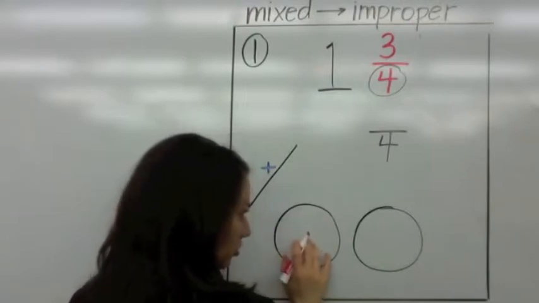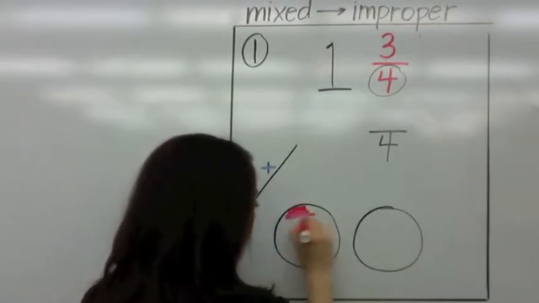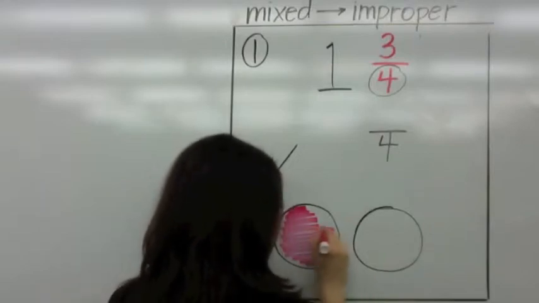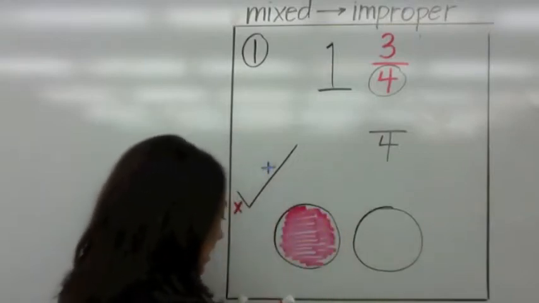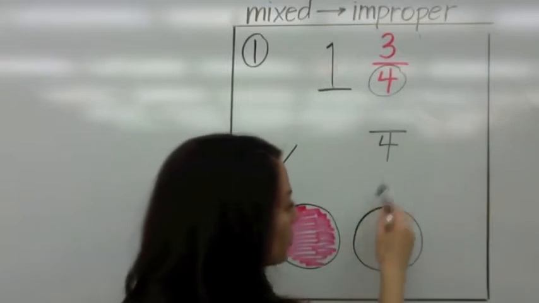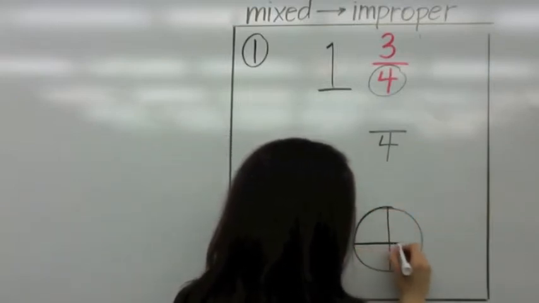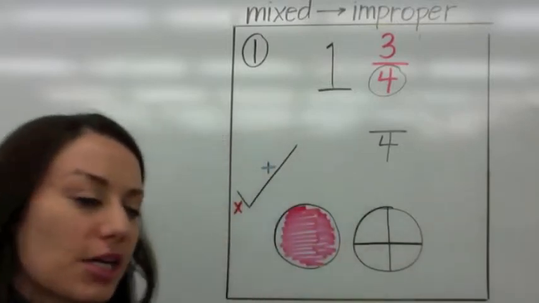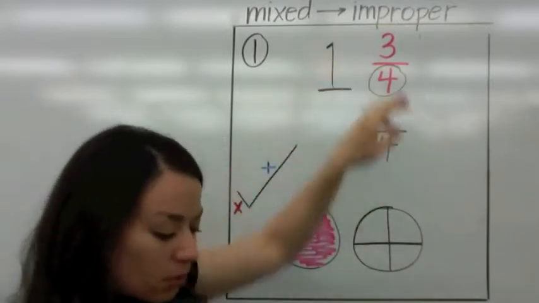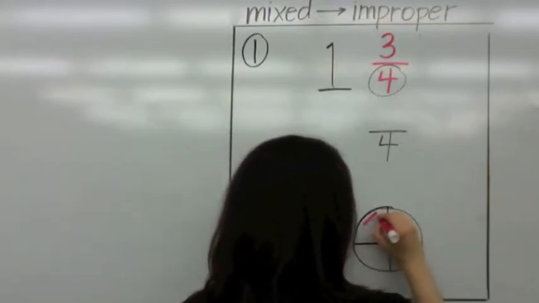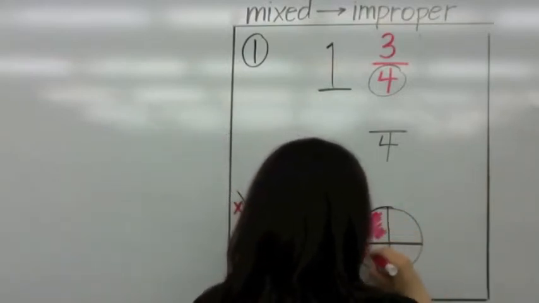So this says 1 whole. Let's draw it. 1 whole. I'm going to take this circle and color all of it in, or shade all of it in, which makes 1. And then I'm working in fourths. I need to show 3/4. So first I cut it in 4. And how many should I shade? If it's 3/4, I should shade the numerator, right? Which is 3. 1 and 3/4.